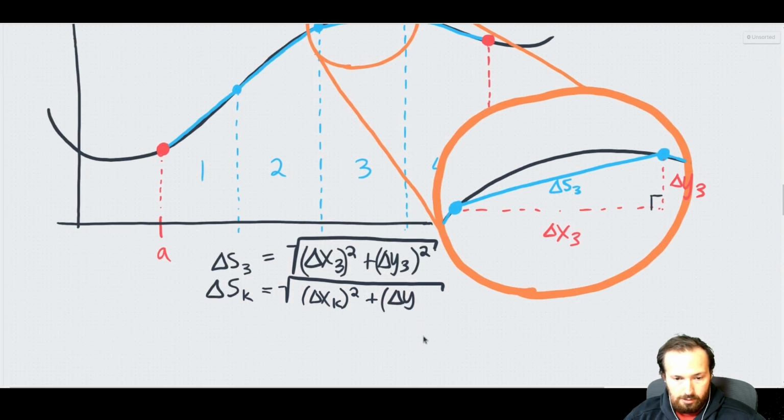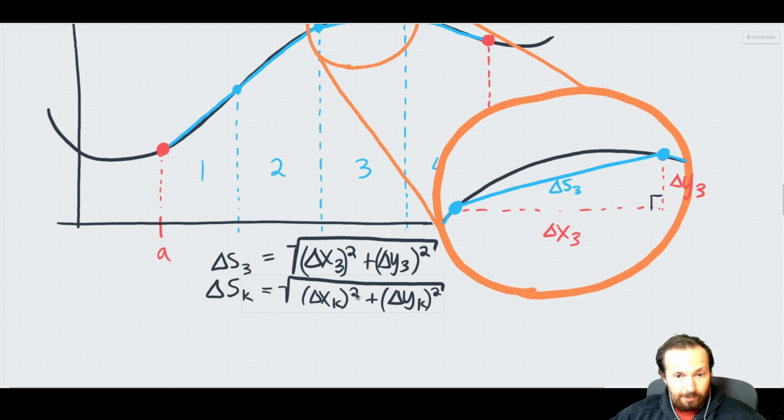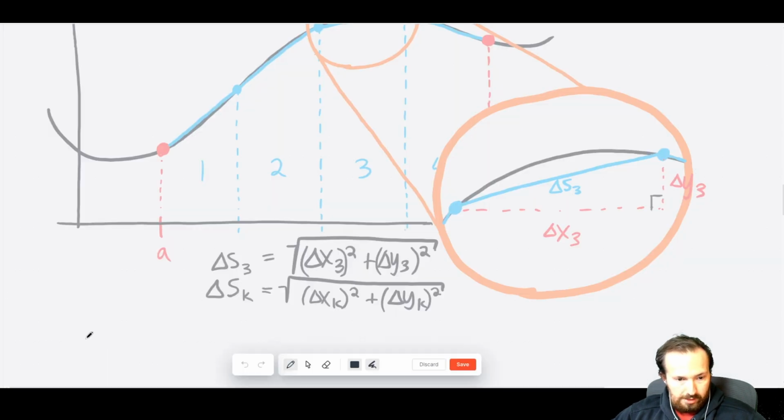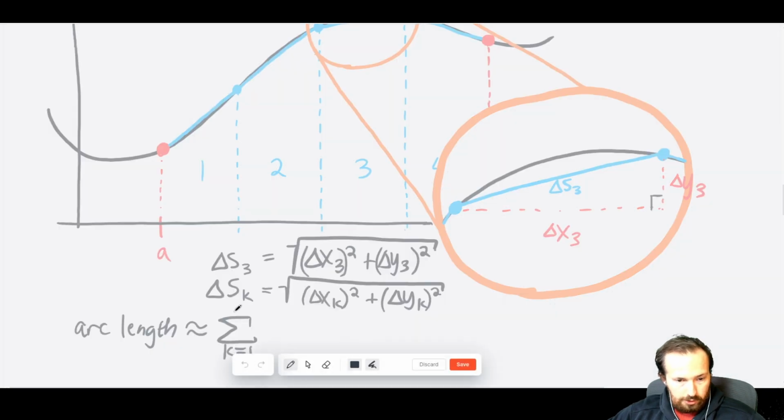Let me zoom down a little bit. Delta yk squared. That logic works for any partition. And the trick here is that we can basically say the arc length is approximately equal to, remember this is only an approximation, the summation of all the lengths along all of the partitions.